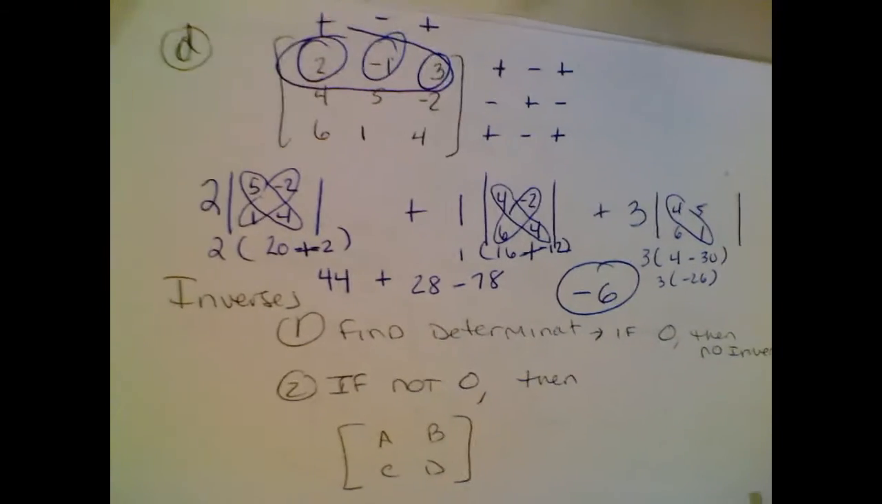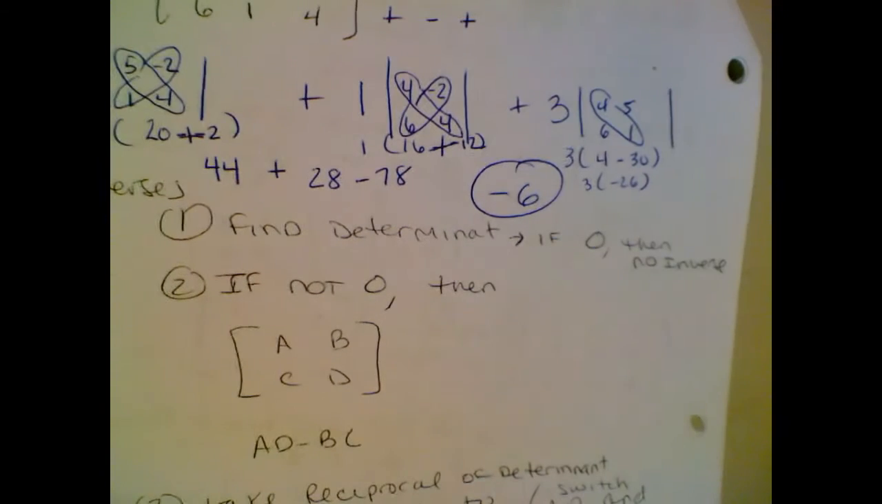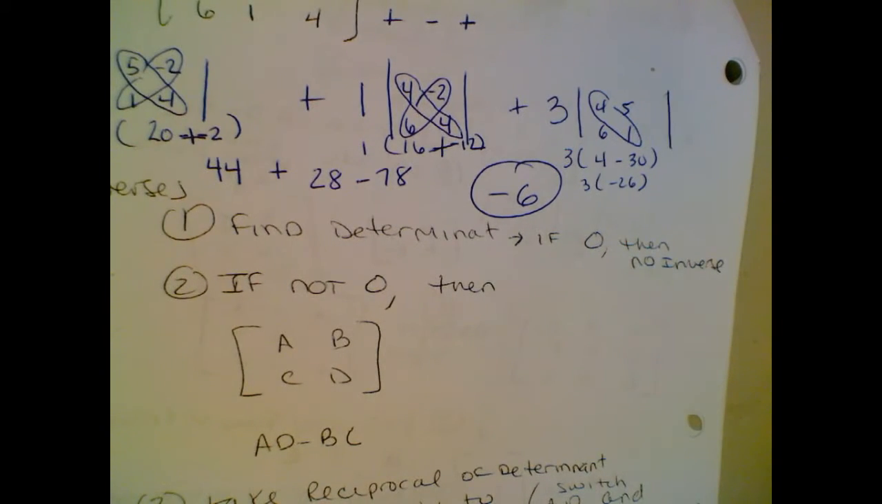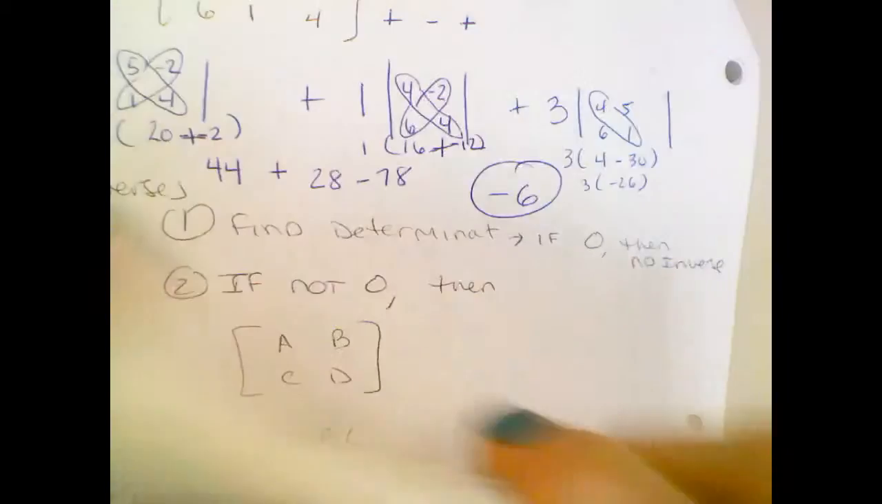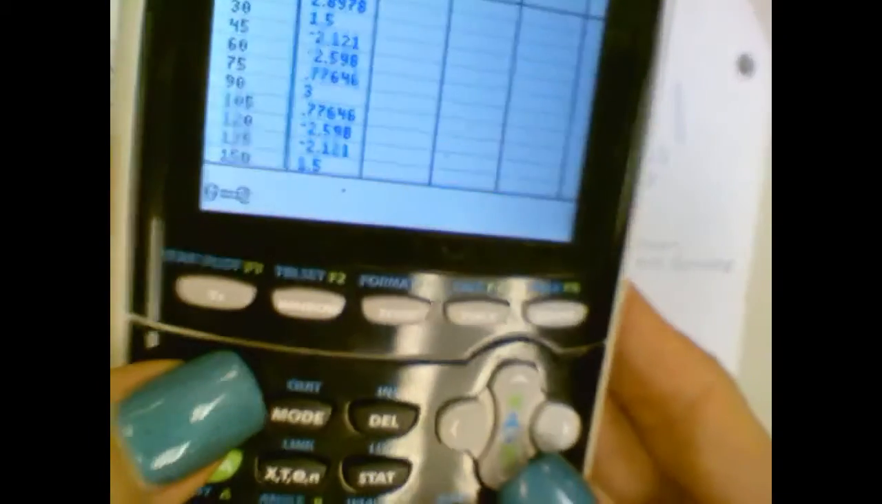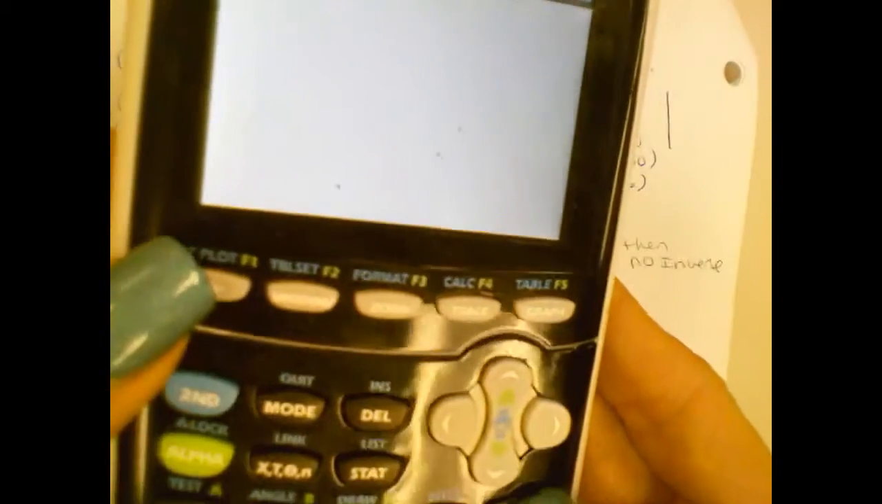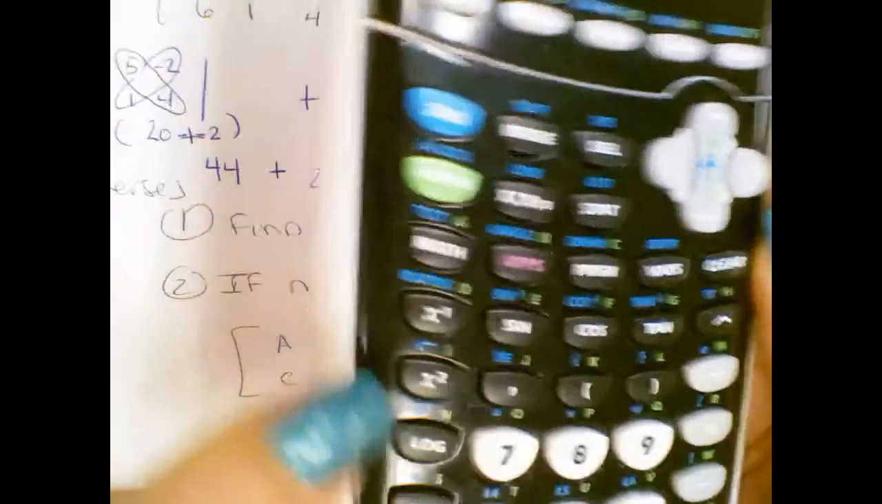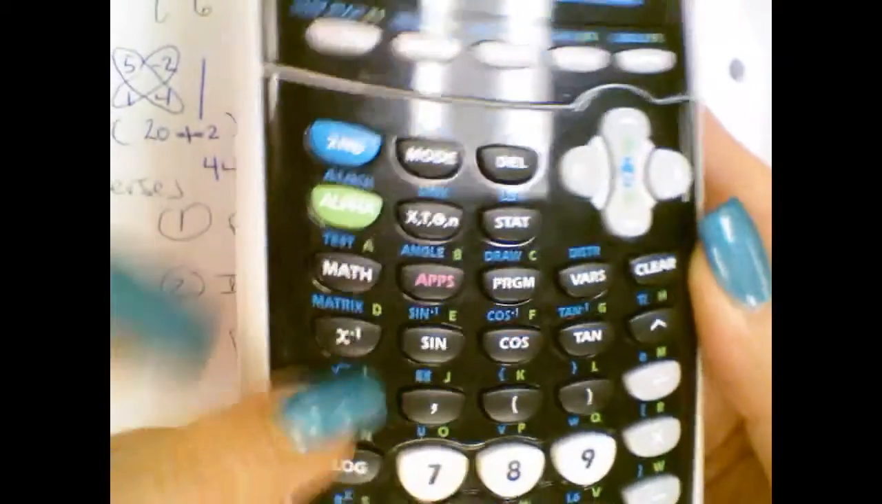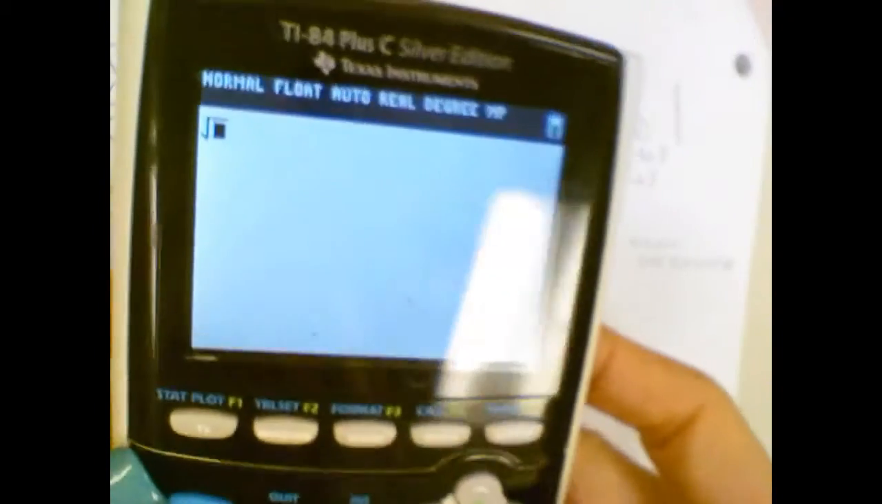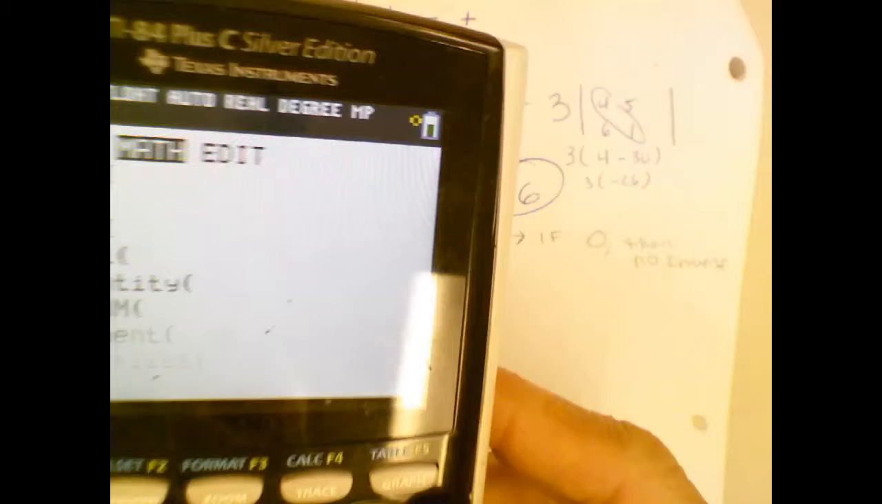So for those people that weren't here, I'm going to show you one time how to do this on the calculator. So that's a -6 answer for your determinant. What you're going to do is on your calculator, press second matrix, which is the x -1 key right here. And then you're going to go over to edit.